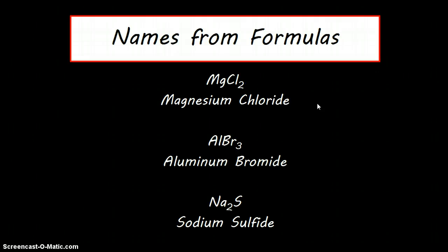All you need to do is name the 2 ions that are involved in the compound. This would be magnesium, and again, chloride, not chlorine, chloride because the anion is changed to -ide. So this is magnesium chloride. Again, aluminum and bromide makes aluminum bromide. Sodium and sulfide ion is sodium sulfide.